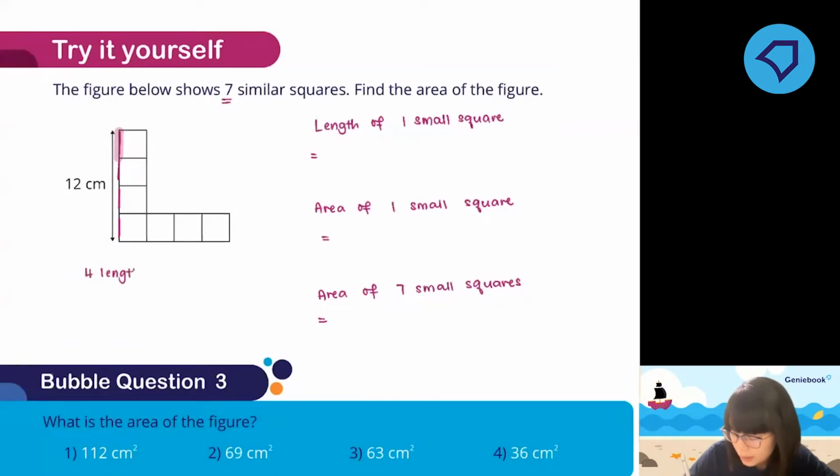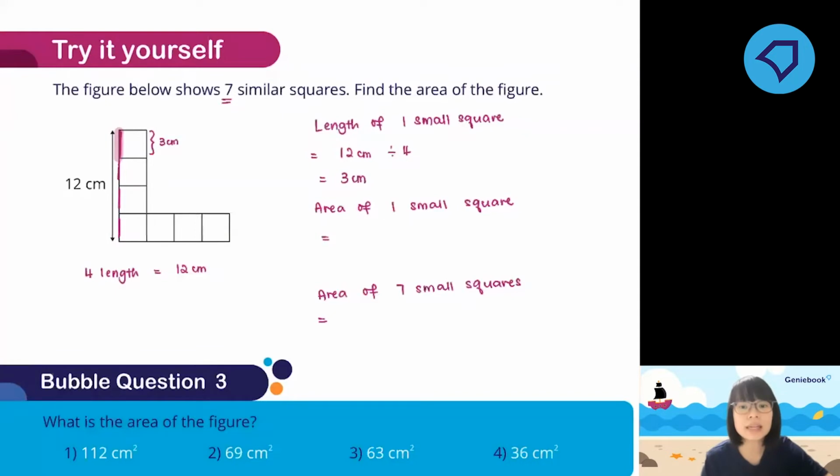Let me write here at the side. 4 length is equal to 12 cm. So in order for you to find the length of one small square, which is the highlighted part over here, you need to take 12 cm divided by 4. So each side is actually 3 cm. So this part here is actually 3 cm.